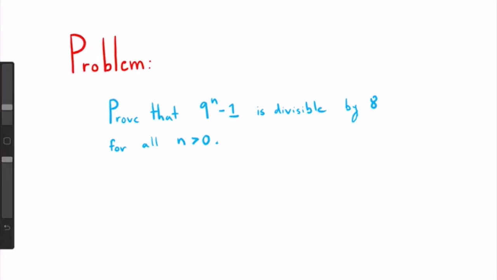Hi, my name is Alder Whiteford, and today we're going to be working with inductive proofs. In this video, we're going to be looking to prove that 9 to the n minus 1 is divisible by 8 for all n is greater than 0.